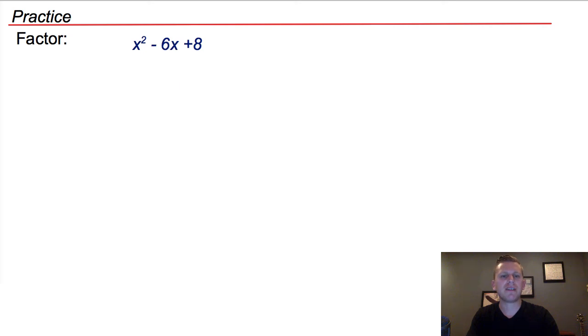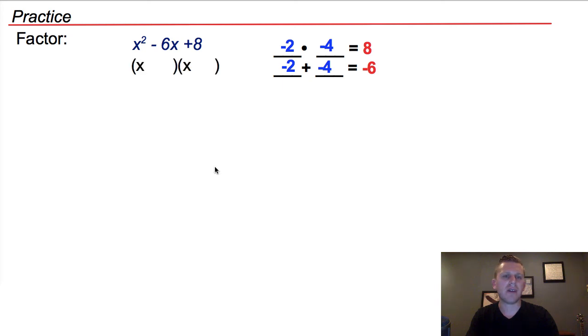See if you can solve this one. In order to factor this, I need two numbers that multiply to 8 and add to negative 6. The two numbers that multiply to 8 and add to negative 6 will be negative 2 and negative 4. Place those in the following binomial product. So you have x minus 2 and x minus 4.